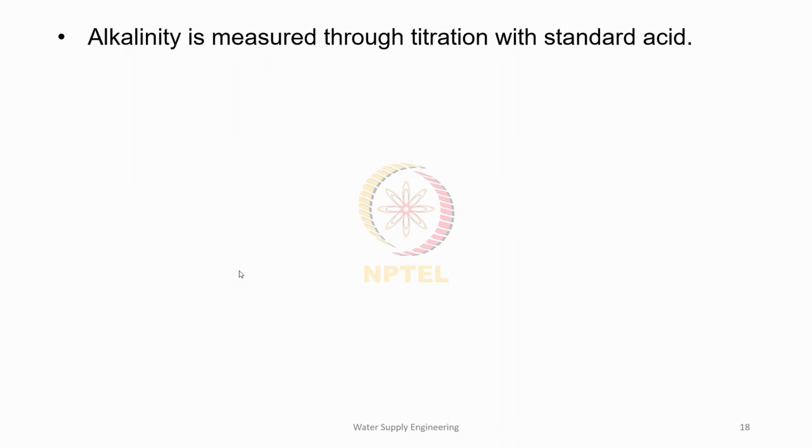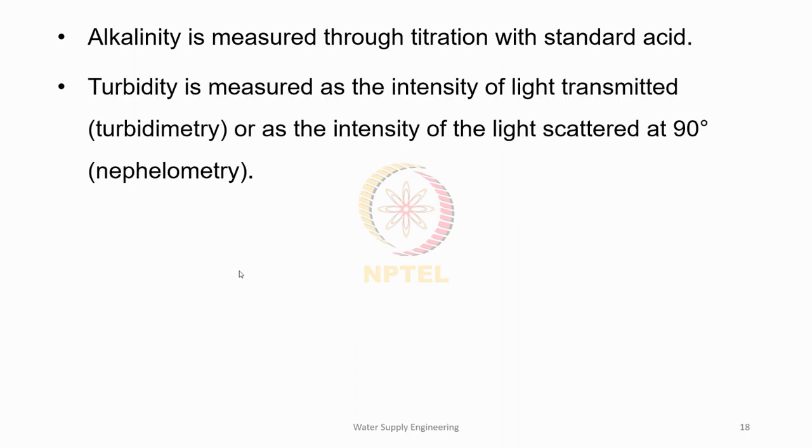Alkalinity is also measured using titration, but with standard acids. Also, the titrant is different. Now, coming to turbidity, turbidity is measured as the intensity of light transmitted or as the intensity of light scattered at 90 degree, either transmitted or scattered. The process is termed as nephelometry since we use nephelometry instruments, and the unit of turbidity is nephelometric turbidity units or NTU. There are different turbidimeters for the measurement depending upon the range of turbidity to be measured.